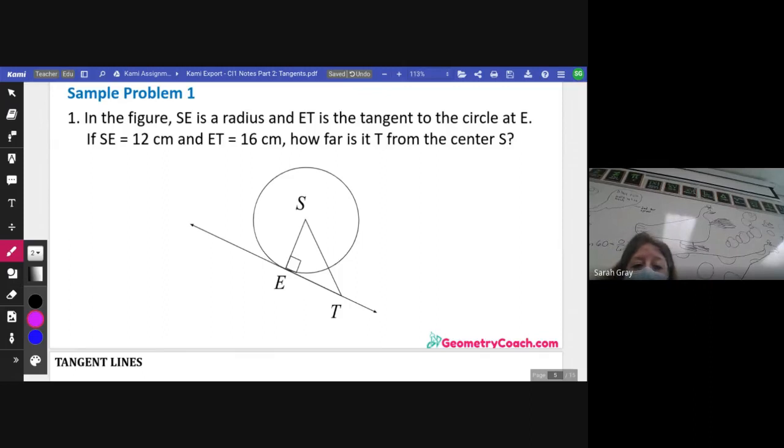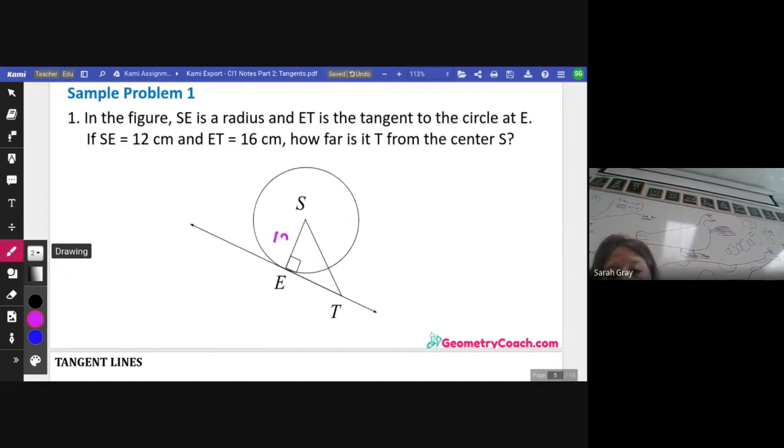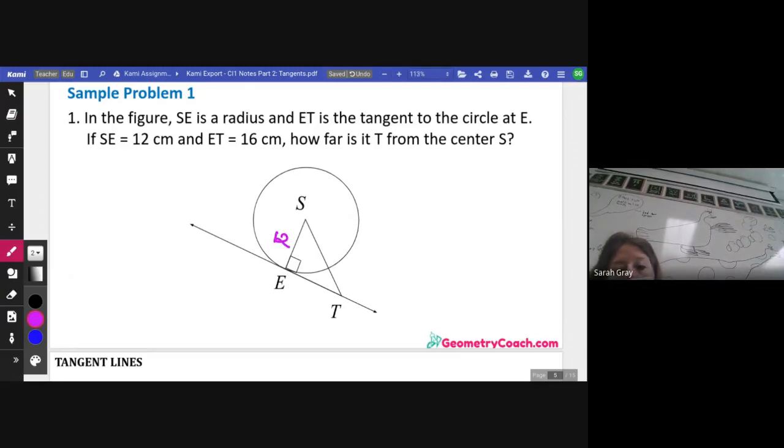we have SE as a radius, ET is a tangent line. So they've already marked that angle E is a right angle, as the radius and the tangent are both meeting at E. If SE is 12 centimeters and ET is 16 centimeters, how far is T from S? So the question is, how long is segment ST?